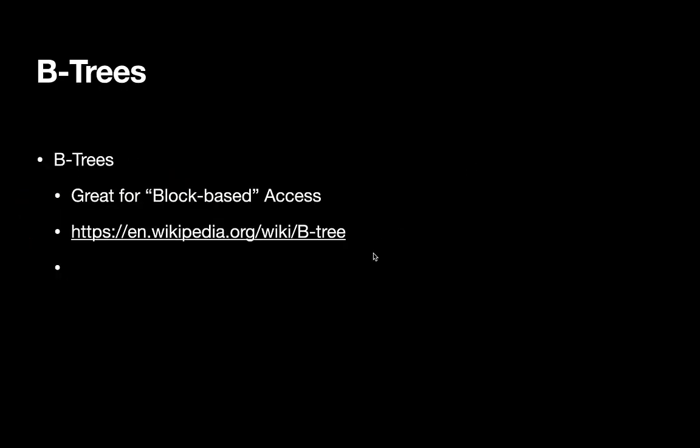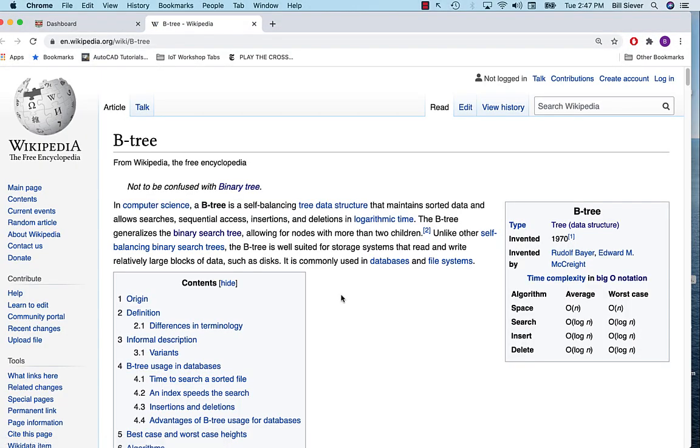So as you've already seen in the web-based application we've been using to explore 2, 3, 4 trees, it's actually referred to as a type of B tree. So I want to take just a minute to talk about B trees. And one of the places where B trees really shine is in something called block-based access. So I'm going to look at the Wikipedia definition of the B tree.